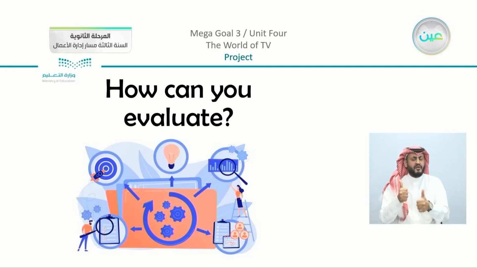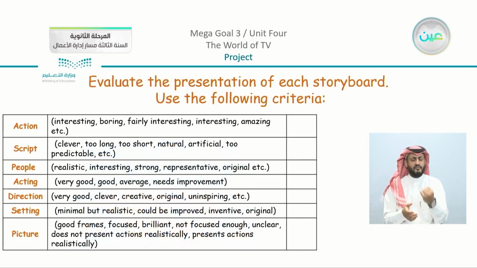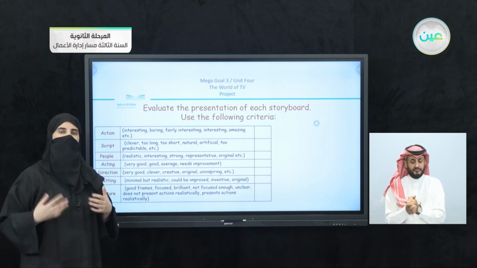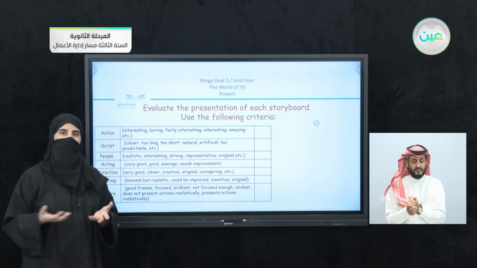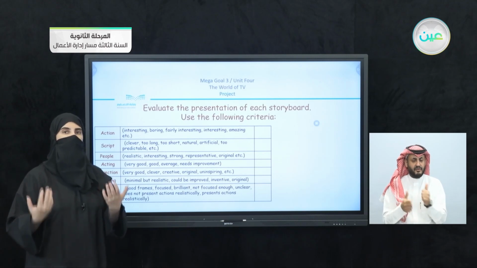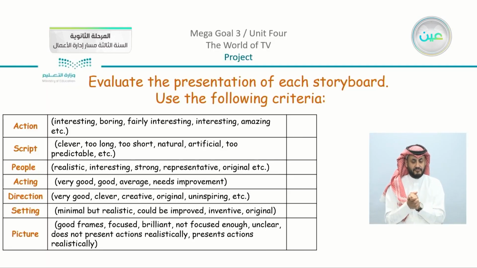Now, how can you evaluate? We have lots of projects that can be presented, so you can use a table here. This is going to be just like a checklist to make sure that you have everything applied, and then after that you can make sure before you present it to the other people around you or the other teams that you have everything, so you can evaluate yourself before someone evaluates you. Now, there is the action. The action, is it interesting, boring, fairly interesting, interesting or amazing? We have here the script. Is it clever, too long, too short? Is it natural, artificial, or too predictable?